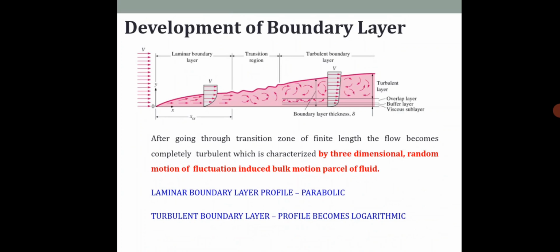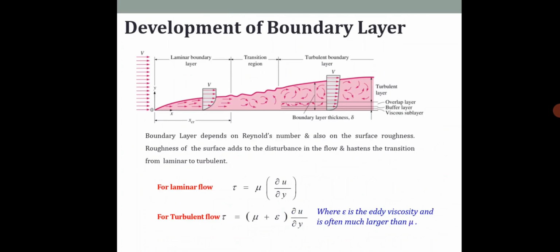Okay, so after going through the transition zone, what will happen? The flow will become completely turbulent, and the flow will be three-dimensional. Random motion of fluctuation will be induced. Okay, so the laminar boundary layer profile will be parabolic, but in the case of a turbulent boundary layer, the profile will become logarithmic. Okay, that's very important.